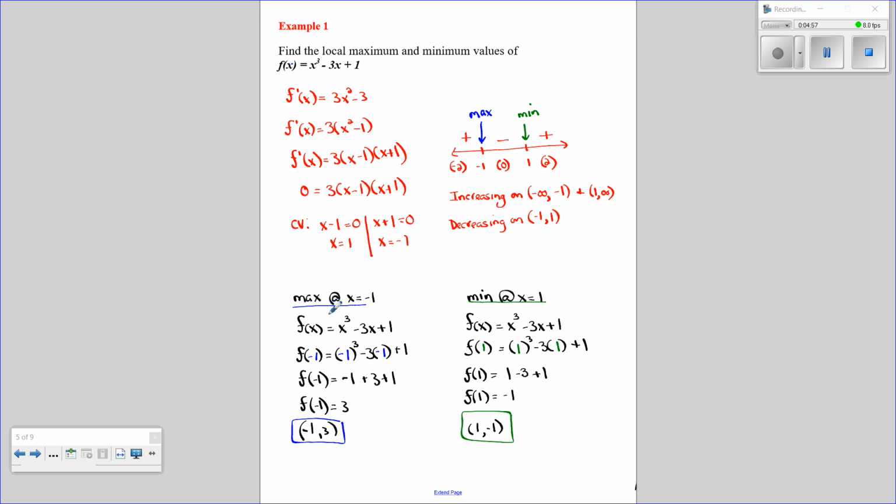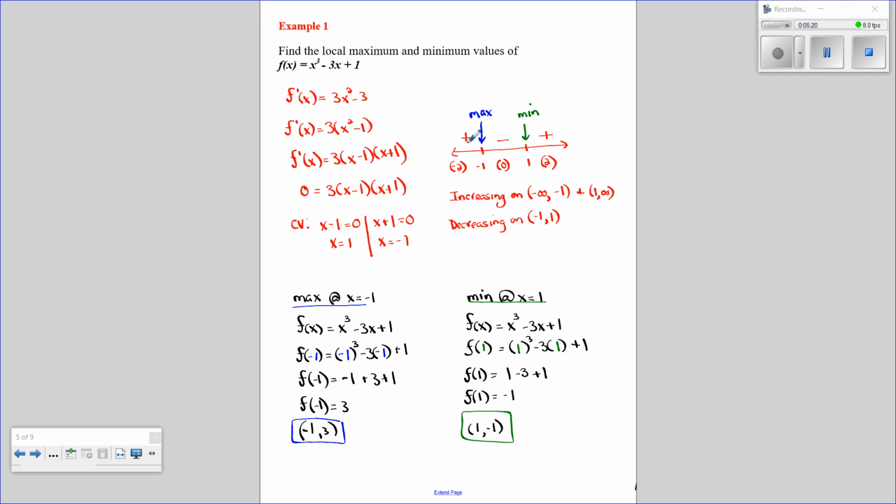All right, it has a maximum at the point -1, 3, and it has a minimum at 1 comma negative 1. You can see on my little number line test up here, the derivative went from positive to negative at negative 1, which gives me a max. It goes from negative to positive at positive 1, which would give me a min.